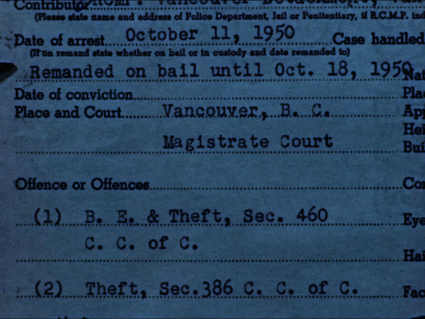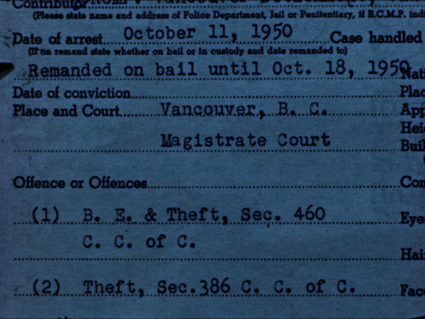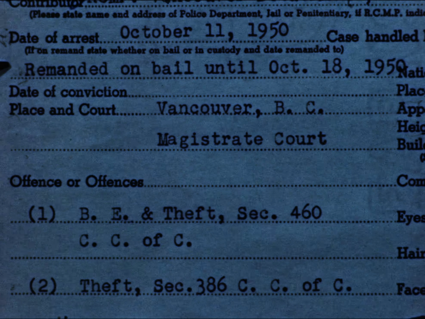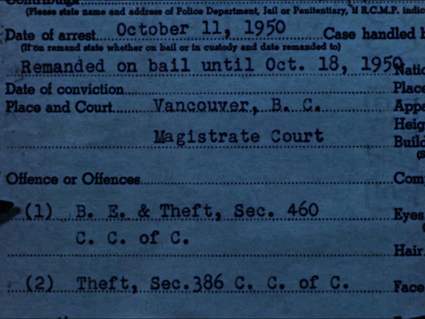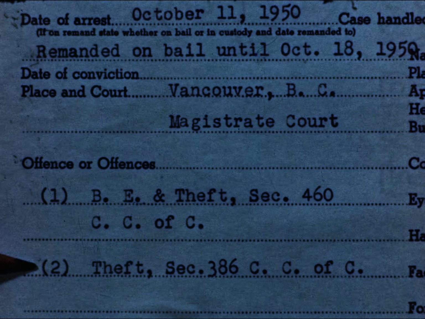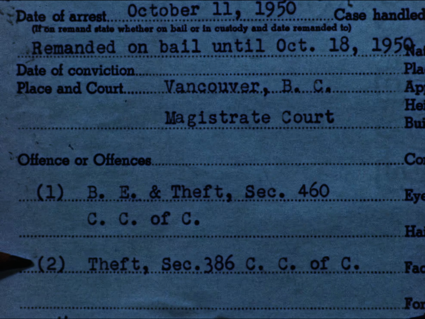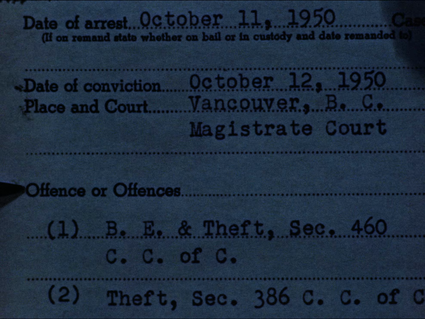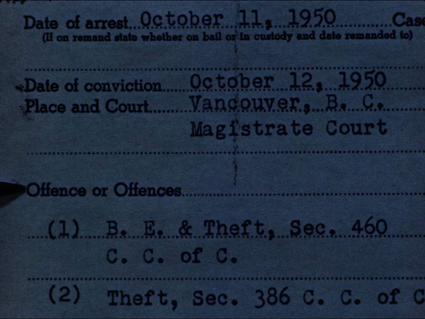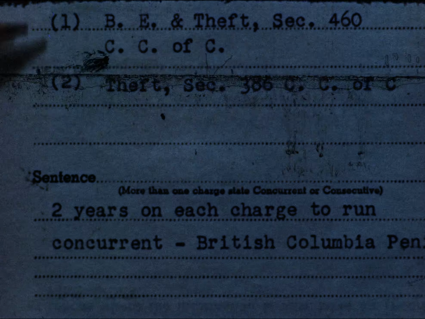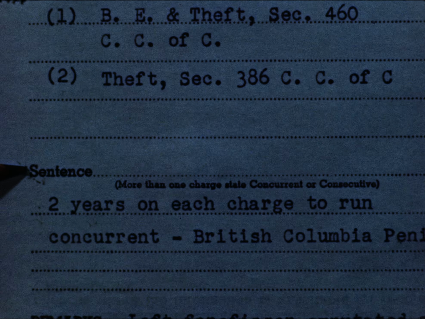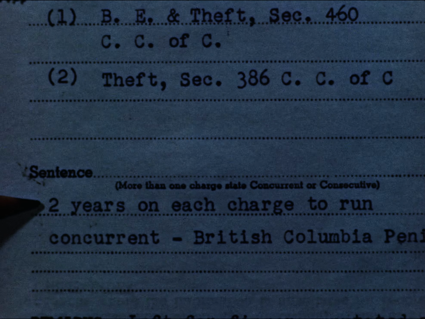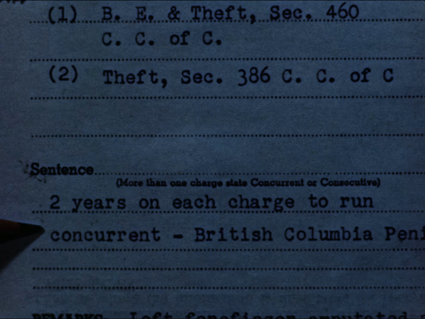If on remand, state whether on bail or in custody and date remanded to, place and court. Offense or offenses. If more than one offense, enumerate each charge giving the act and section number. If the subject has been convicted, state date of conviction, place and court. Offense or offenses. And sentence. If more than one charge, state whether sentence is to run concurrent or consecutive.